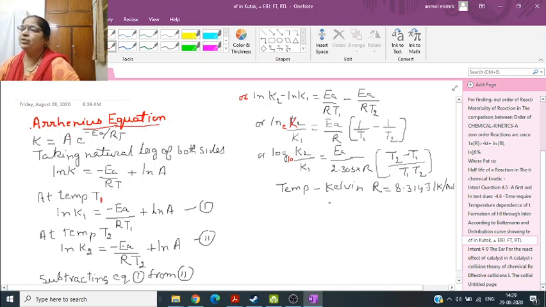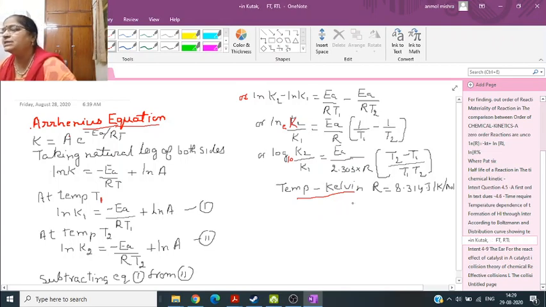And remember, always here the temperature should be taken in Kelvin, otherwise when you do the numerical you will get the wrong answer. And the value of R taken here is 8.314 joule per Kelvin per mole.